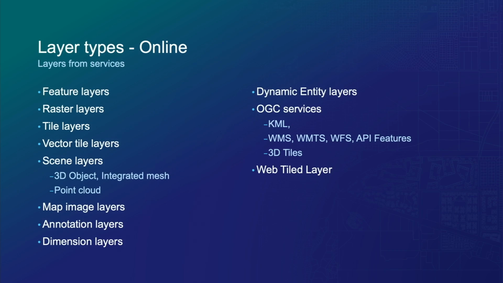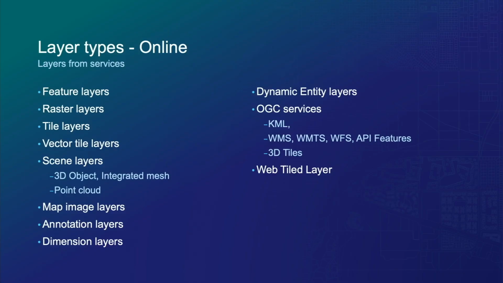And then we get into scene layers, more specific 3D standards like the i3S spec: 3D object layers, integrated mesh layers, and point cloud layers. Those are layer types you can bring directly into your 3D scene view. And then map image layers, dynamic map image layers that update by allowing the server to render the data for you and bring it down according to your current view extent.